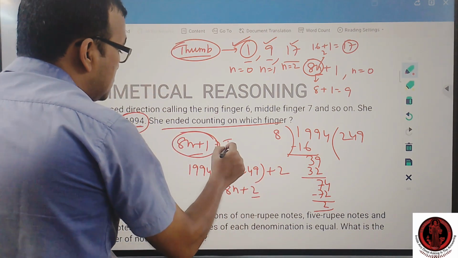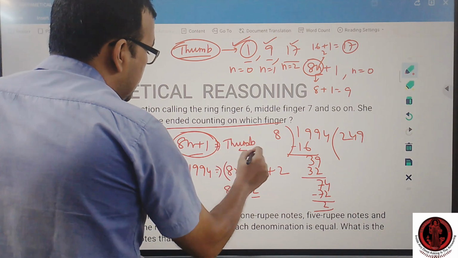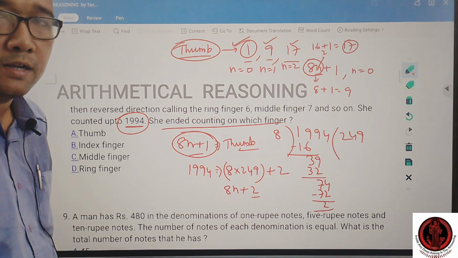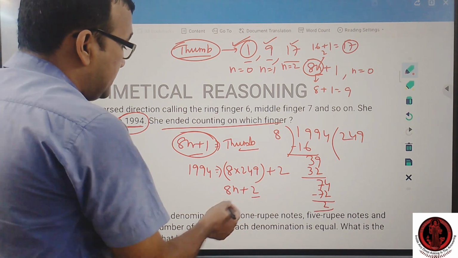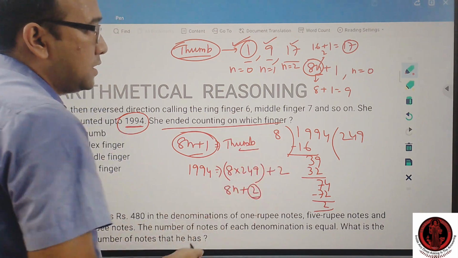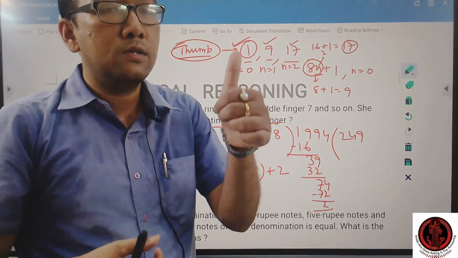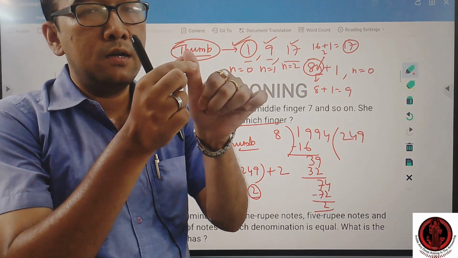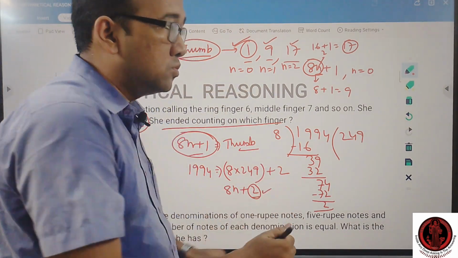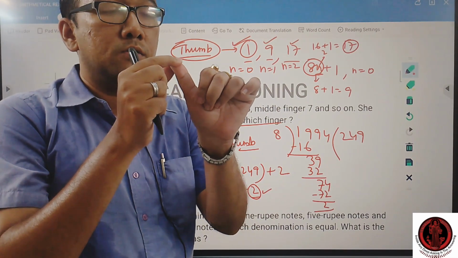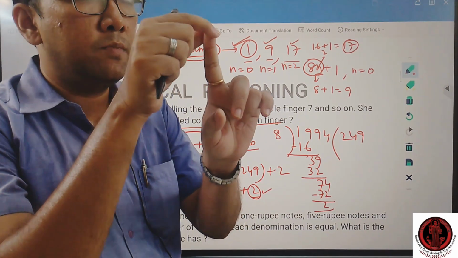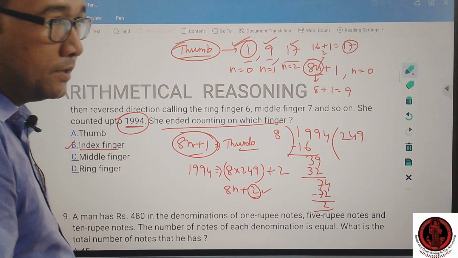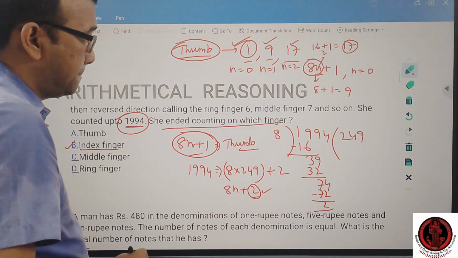Now 8n plus 1 is thumb finger. So 8n plus 2 will be the next one after the thumb finger. So the next one is index finger. Now my answer is 8n plus 2. So 8n plus 1 is thumb, and the next finger is index finger. So the answer is index finger. Option B.